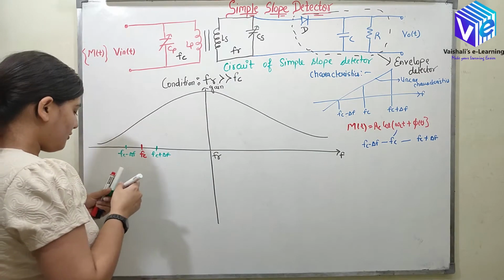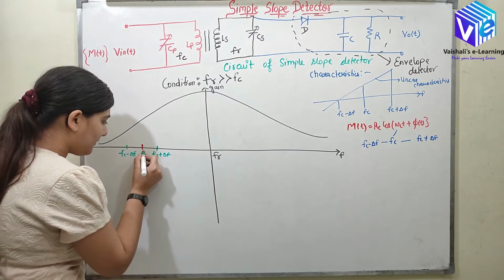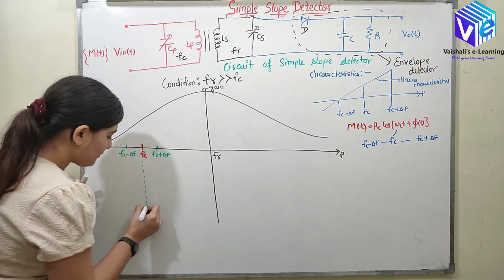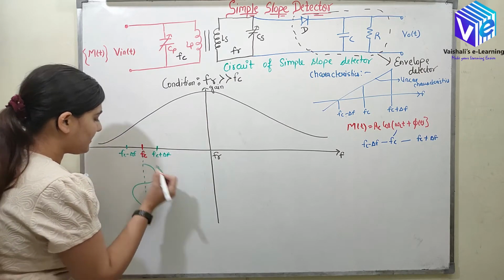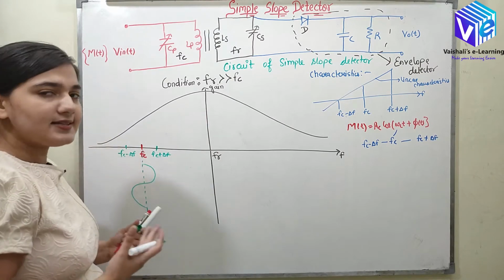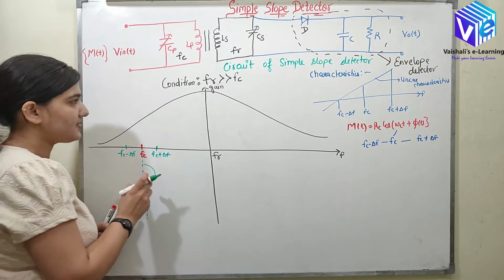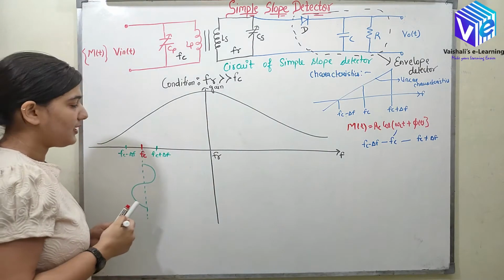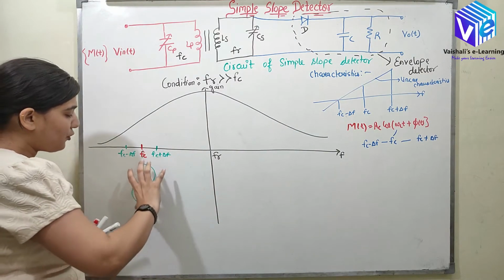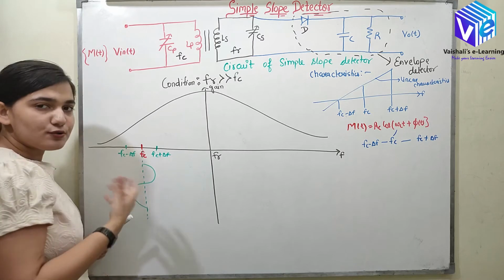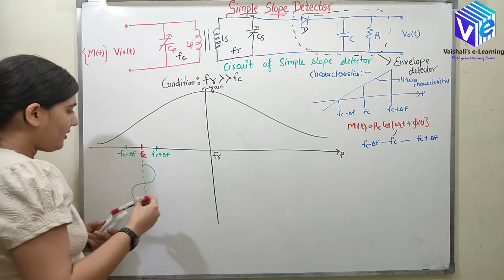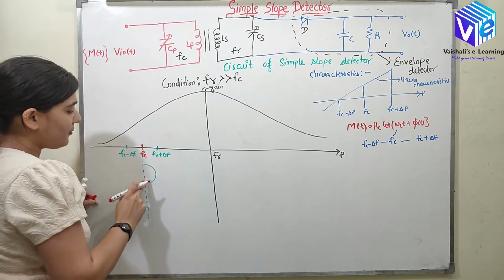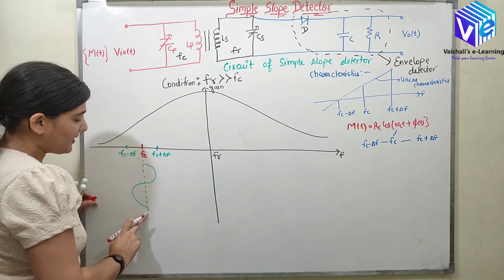and here I'll have Fc minus delta F. Now if I draw parallelly, here I'll draw the message signal. Let's suppose this is my message signal. Now we'll understand how, according to this message signal, this will produce an output which is an amplitude modulated signal. At the input we have the message signal, and this message signal is changing the frequency.